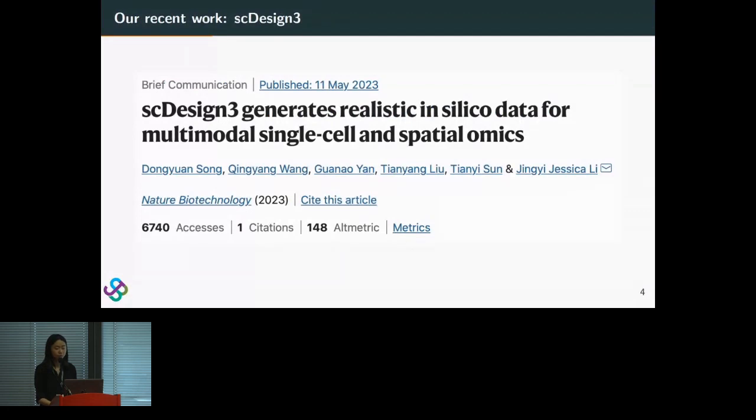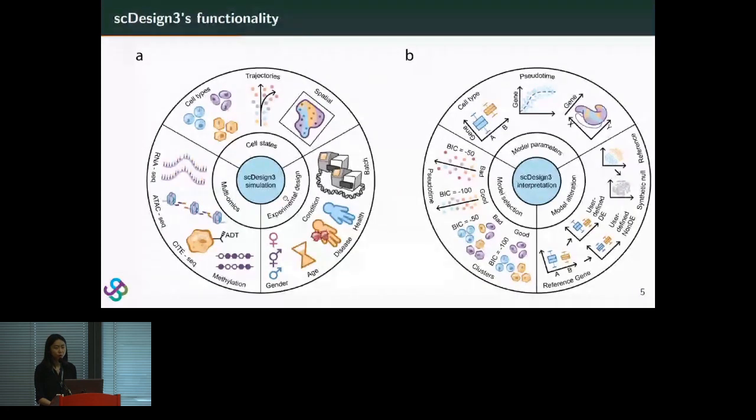These are the two main illustrations of functions in scDesign3. The left one shows the simulation functionalities, which we use to verify that our model assumption is reasonable when we have well-annotated cell types, trajectories, or spatial locations. In this case, we want to show that our synthetic data mimic real data very well. And for multi-omics, these are the features we can consider generating. And for experimental designs, like biological covariates, gender, age, disease health, or batch effects can be generated.